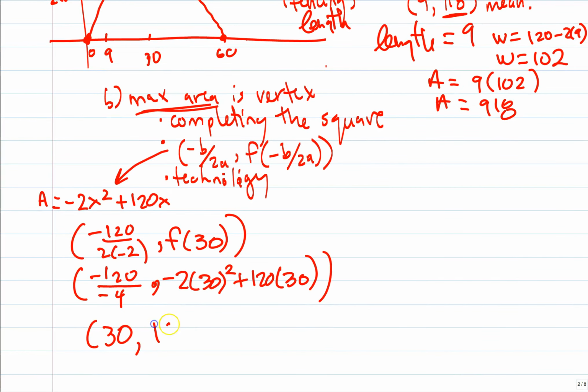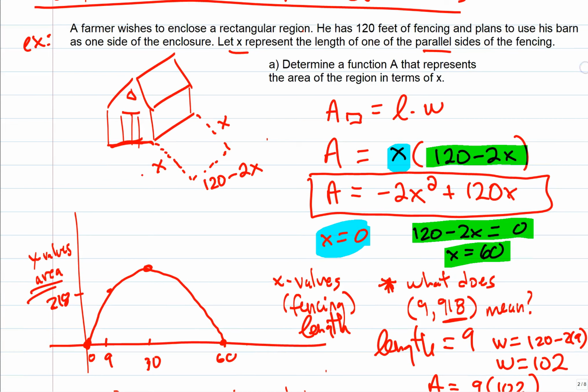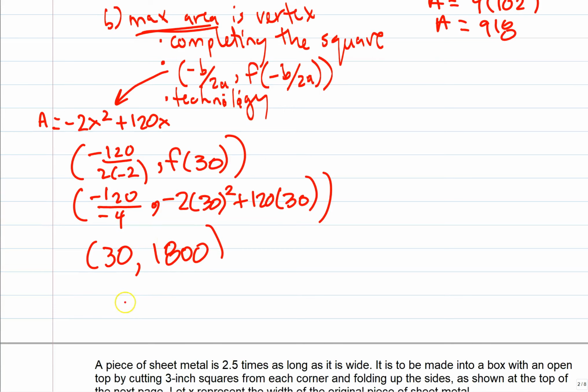Let's see. I can obviously check this by doing, if this side was 30, go back to the original question here. If this side was 30, that would make this side 30. That would make this side what? 120 minus 2 times 30. 120 minus 60. That would make this side 60. So if this was 30 and this was 60, the area would be 30 times 60, or 1800 square feet.